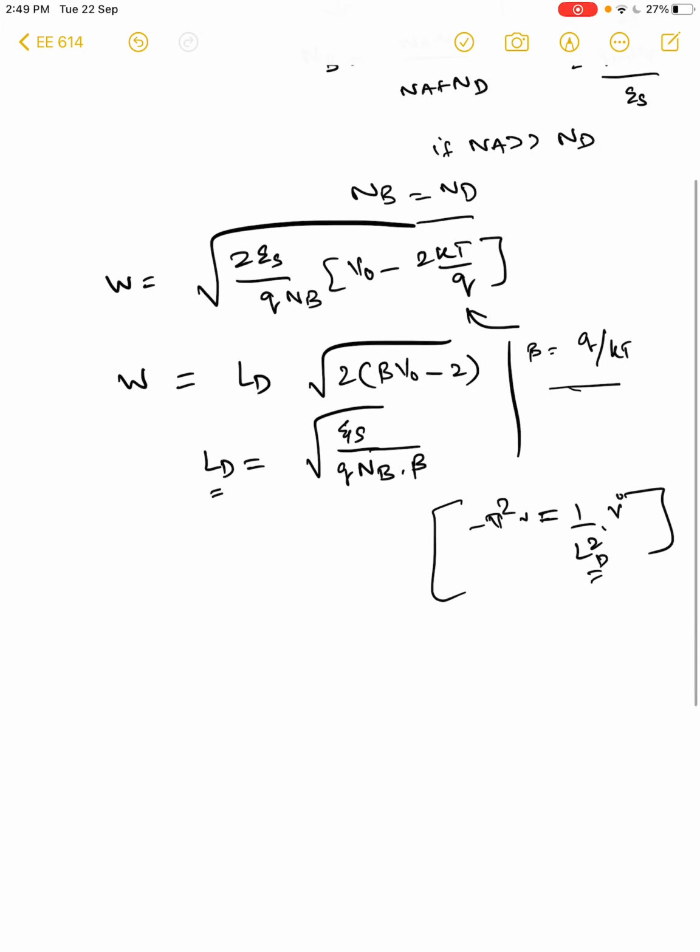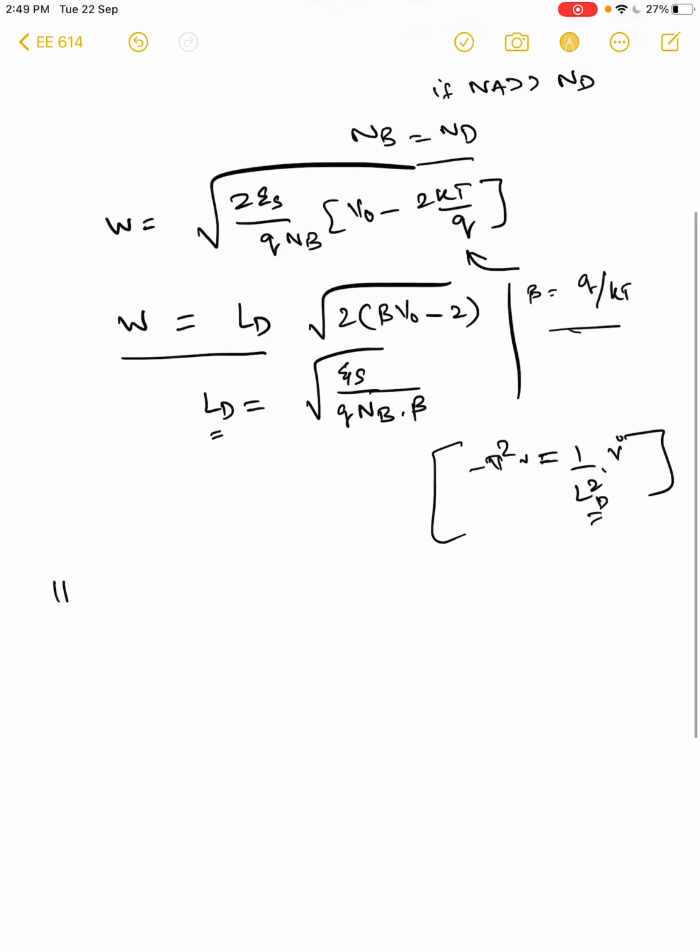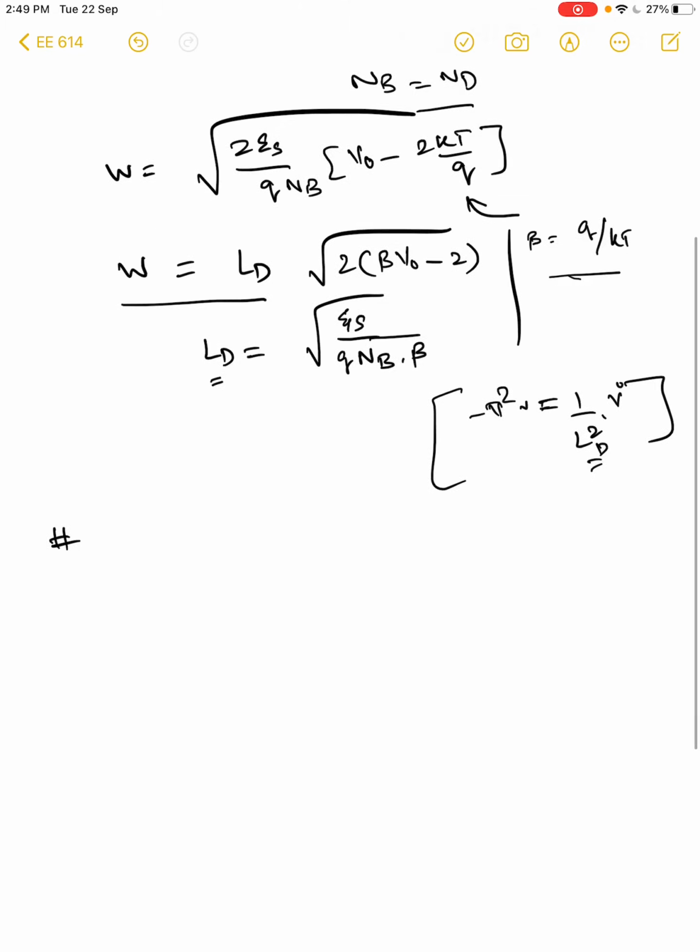Right. So we have the width in terms of the Debye length, and now let us take a look at the various aspects of the depletion width in terms of the temperature and the applied potential. Till now, we have seen the junction at equilibrium. Now we will have the junction with an applied bias.